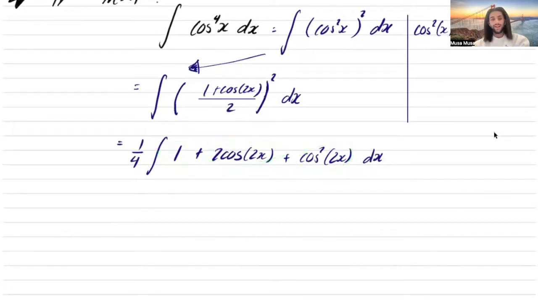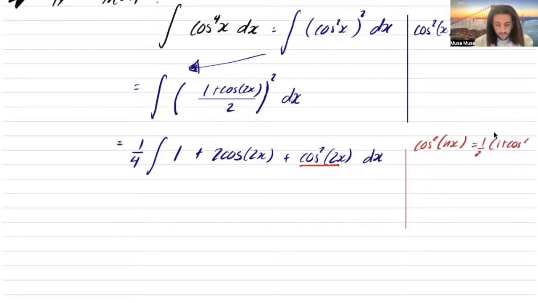Okay, so how are you going to do this? Well, you then have to go and say that little identity I have at the bottom of my reference sheet. I have to apply that again, because generally the reference sheet has it written like this, I believe. Cos squared nx equals a half of 1 plus cos of 2nx.